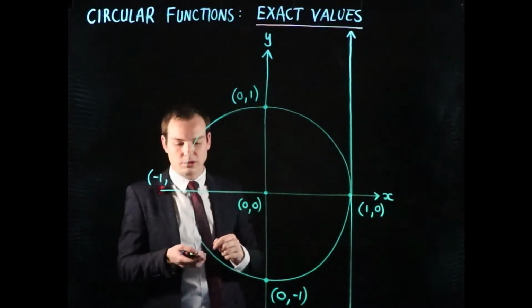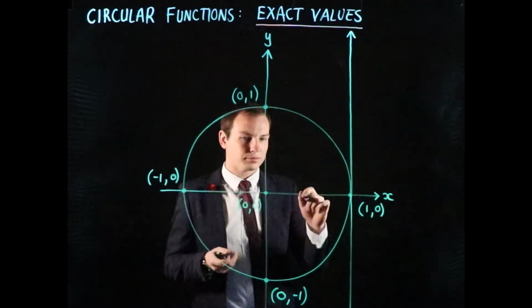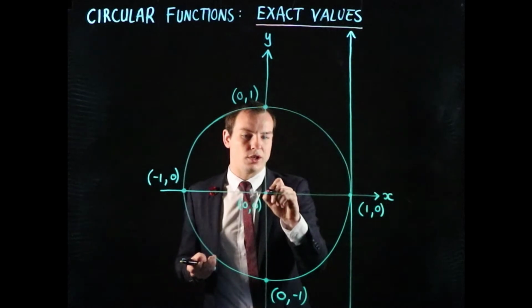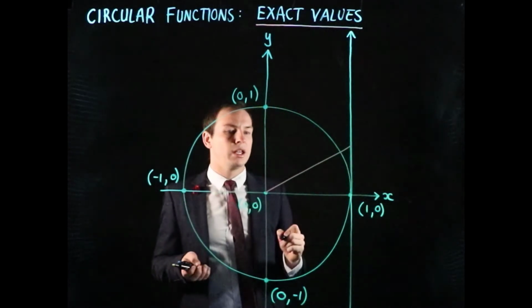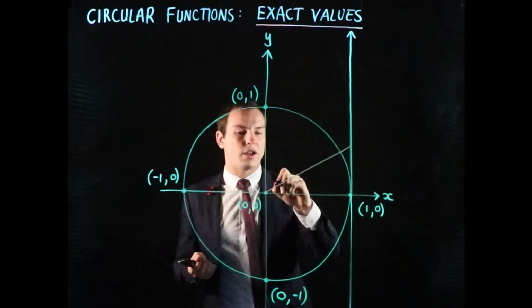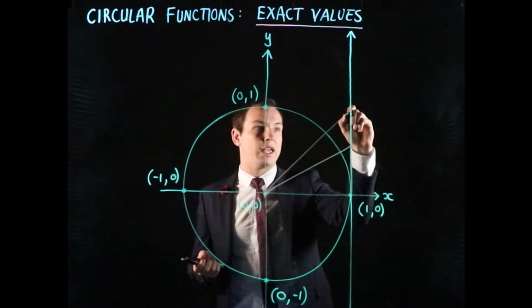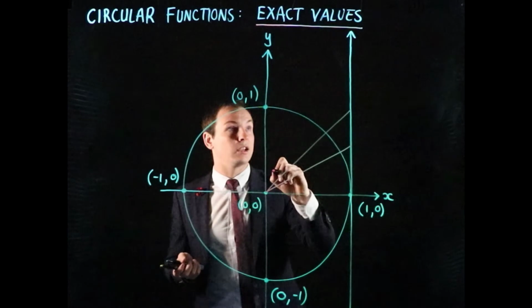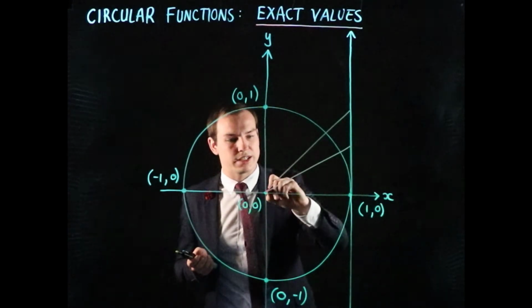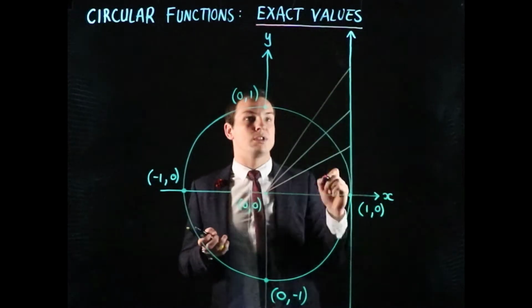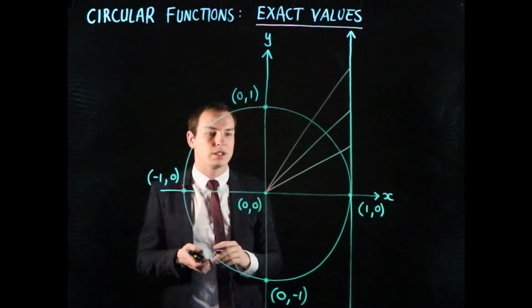Those three angles, if I go ahead and draw them in, the first one was 30 degrees. That would take us to about there on the unit circle. Our next angle was 45 degrees, which would take us to about there. And our last angle that we have a set of exact values for was 60 degrees. That would take me to about that point there.